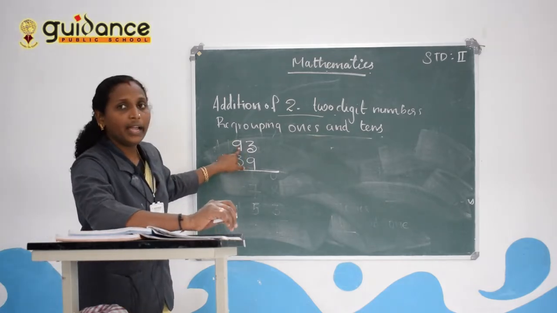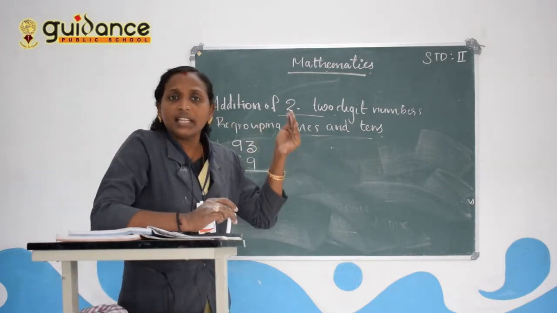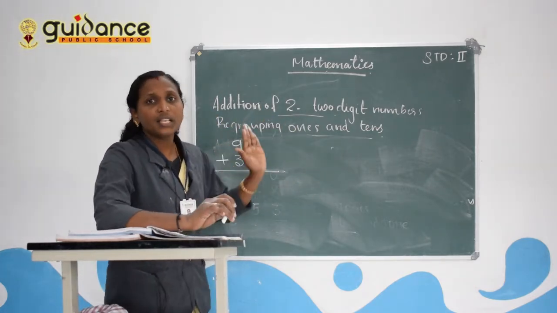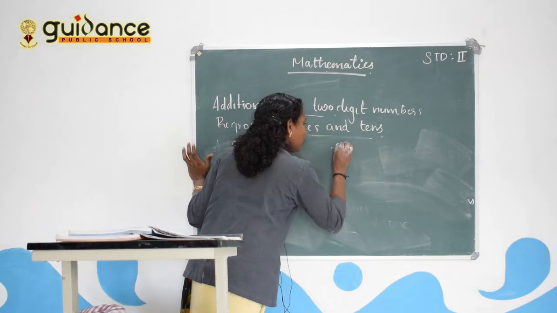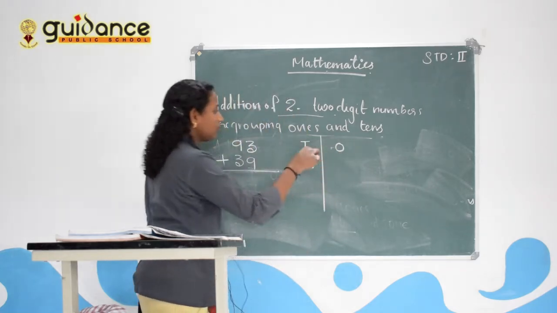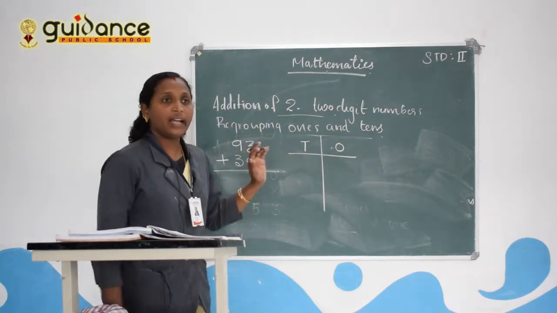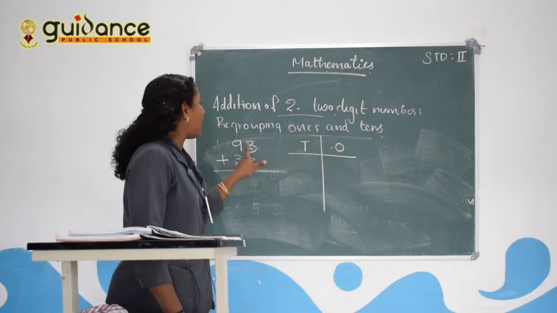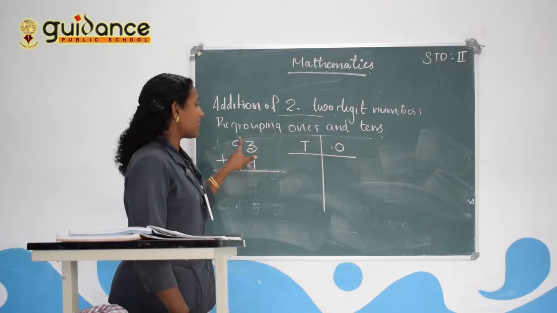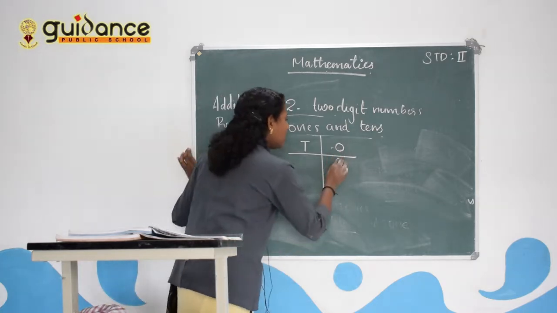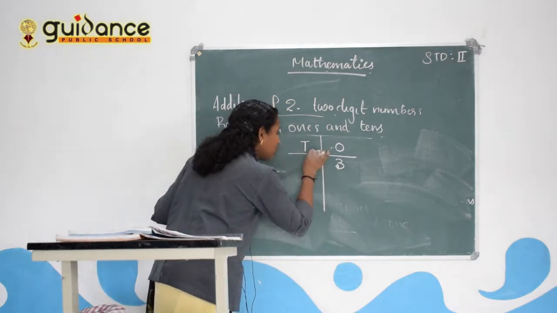Add 93 and 39. First we have to arrange the numbers in places. So it has two places, ones and tens. Then look at the first number, 93. 93 has 3 ones and 9 tens. So this is the ones place on the bottom right, 3, and this is the tens place. We have to write at the bottom of tens, 9.